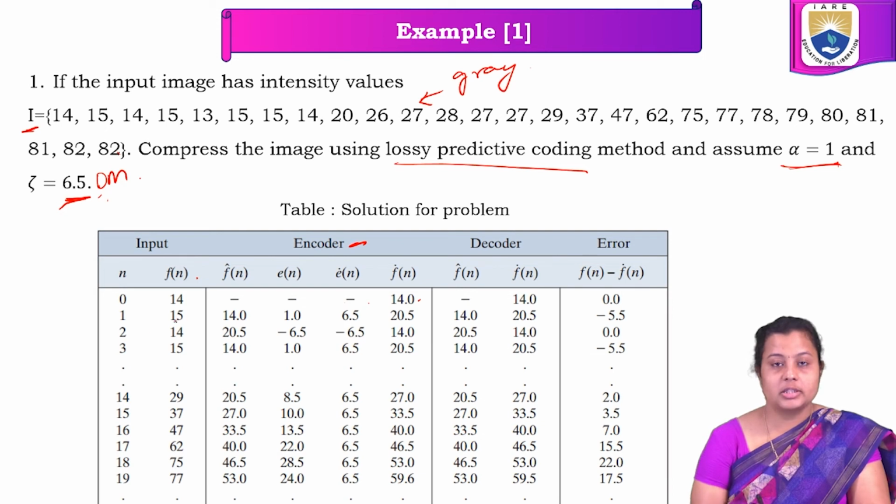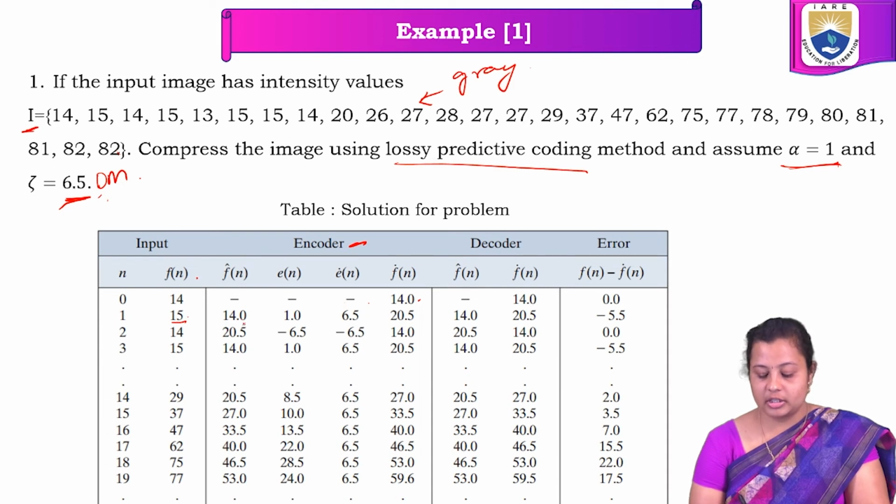Okay. Now let's come to my next input sequence, which is the 15. When I come to 15, what is my previous predicted value? It is 14, right? Whatever is the final predicted value that we have got is now the predicted value, which is 14. So what is this error? E of n is equal to f of n minus the predicted value, which is 1, right?